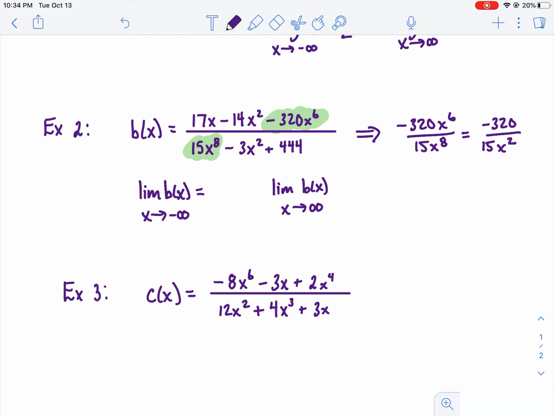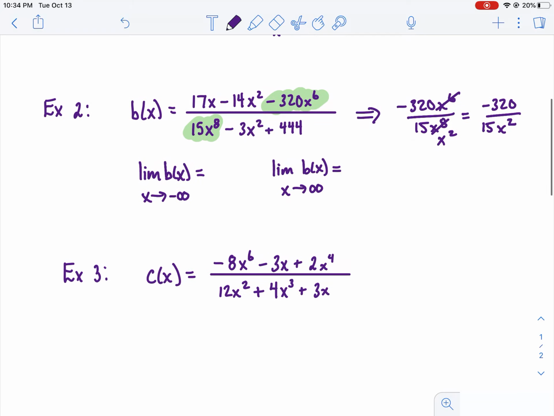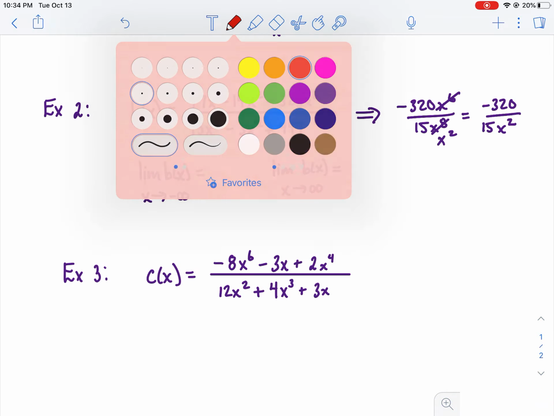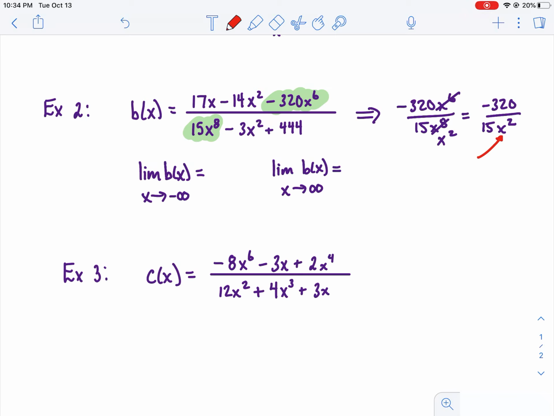Notice that in this case, when it simplifies, the x to the sixth would cancel with the x to the eighth and just leave me with an x squared down there. Whenever the degree is bigger in the bottom, we end up with an x left down there. And whenever there's an x left in the bottom, if you think about it, if I'm plugging in some really big number, like even 100, right?